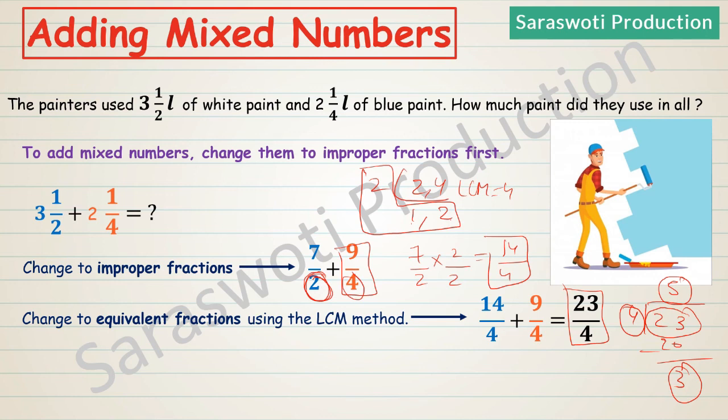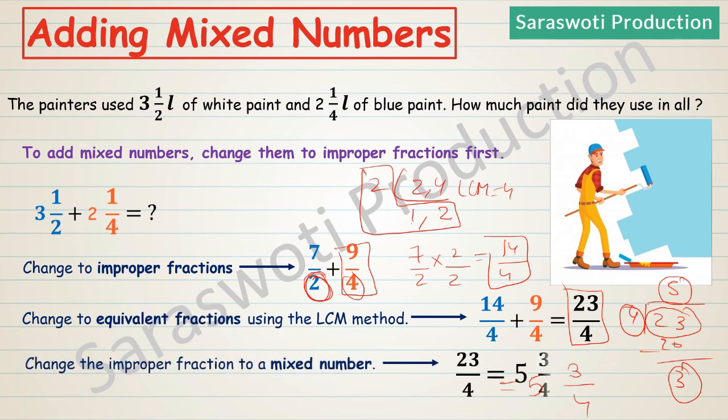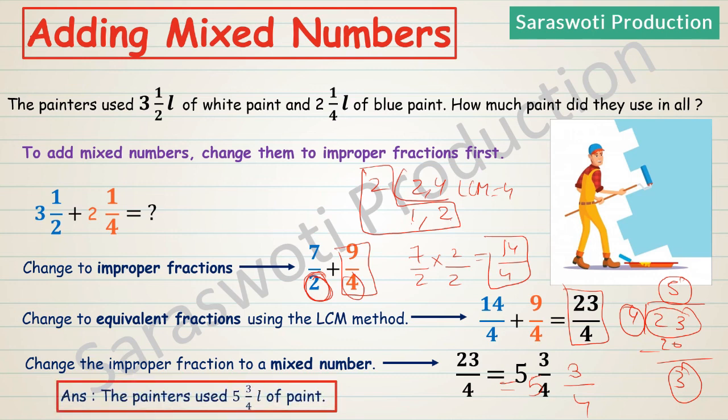So the answer is going to be 5 as the quotient and then 3 by 4. Let's check it out. Yeah, that gives us 5 3 by 4. Wonderful, very simple. Yes, okay. And that was our answer. So the painters use 5 3 by 4 liters of the paint.